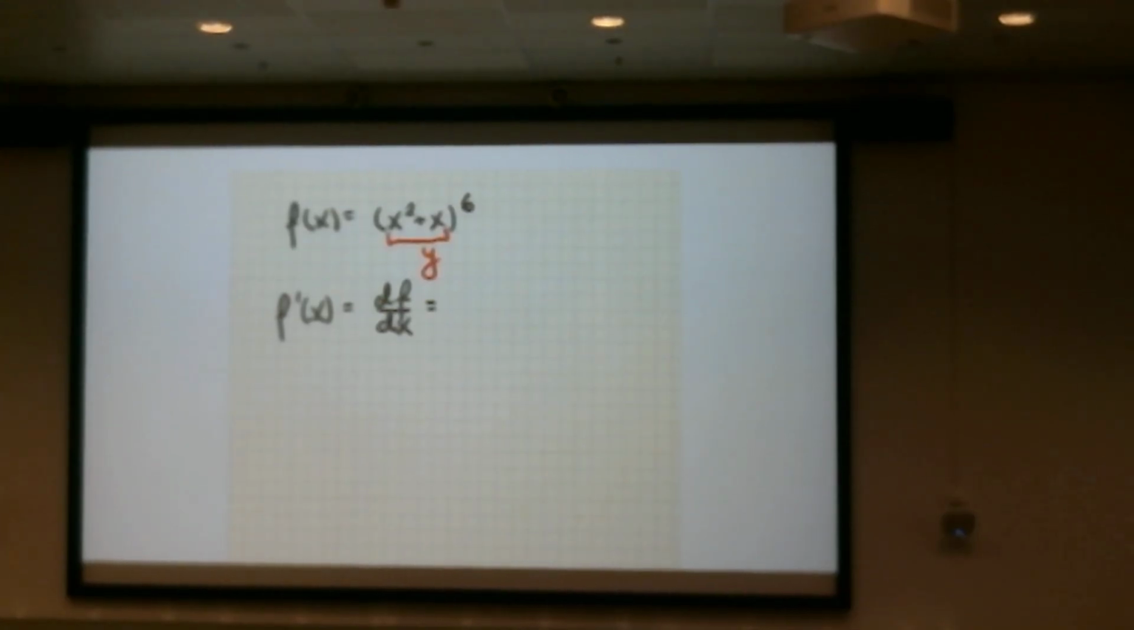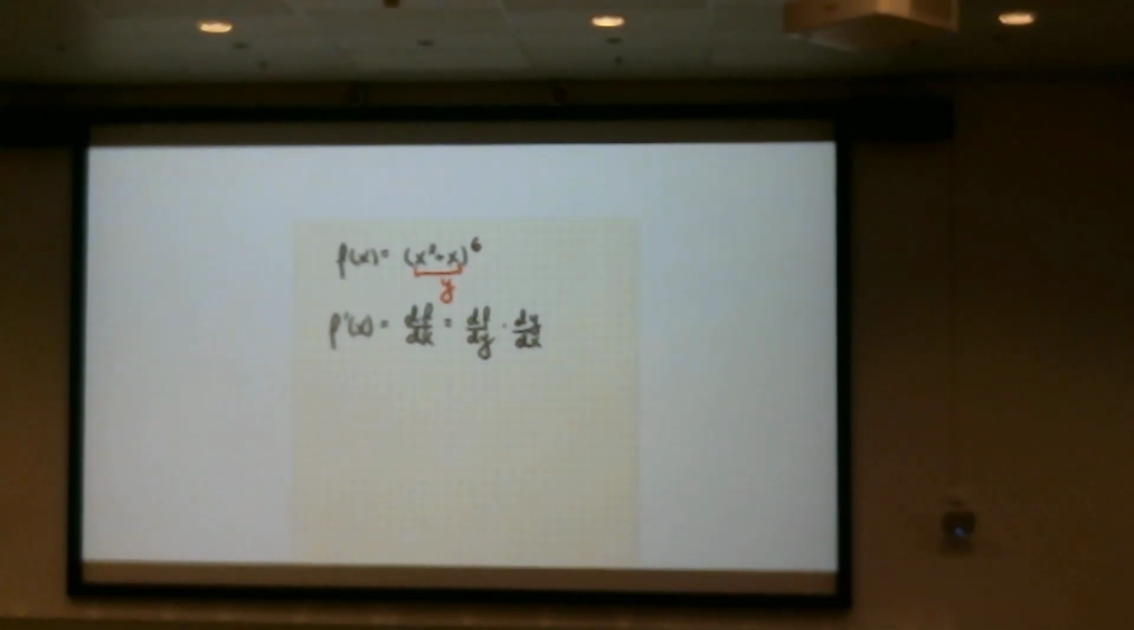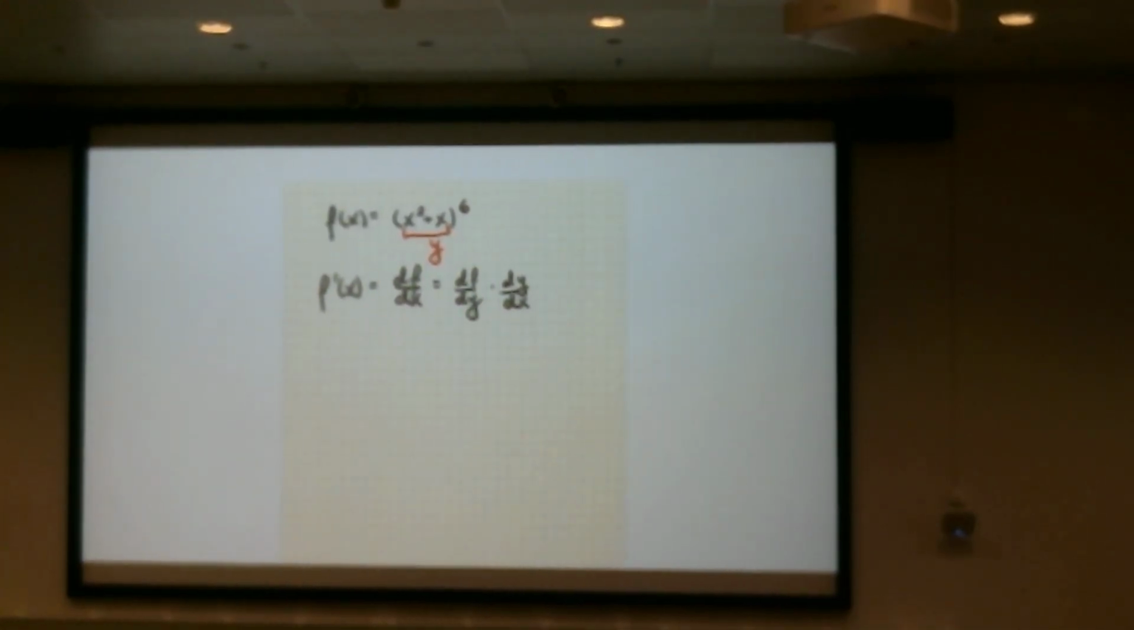So what happens here, we write it like that. So df dy times dy dx. So x changes a little bit. This is what it means. X changes a little. That's a small change in x.